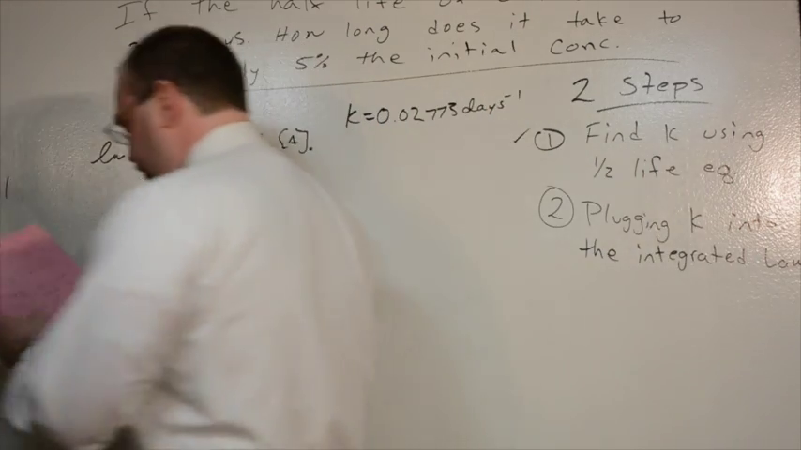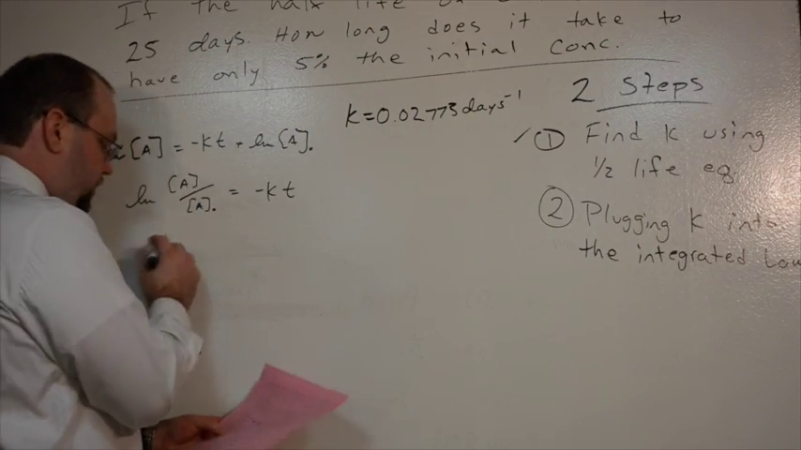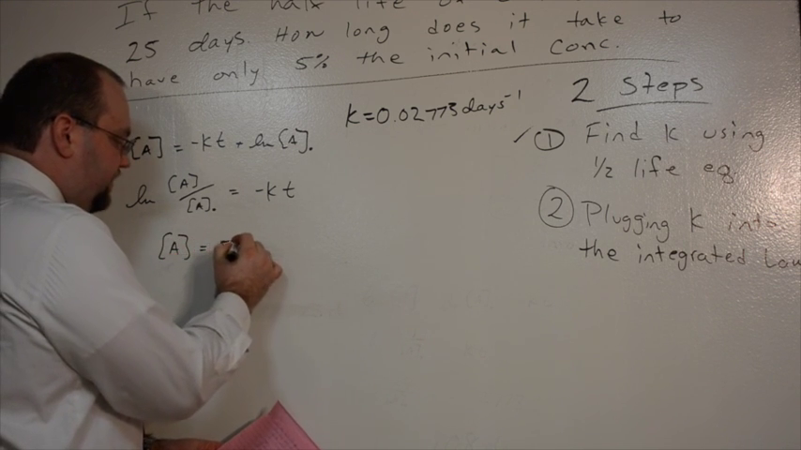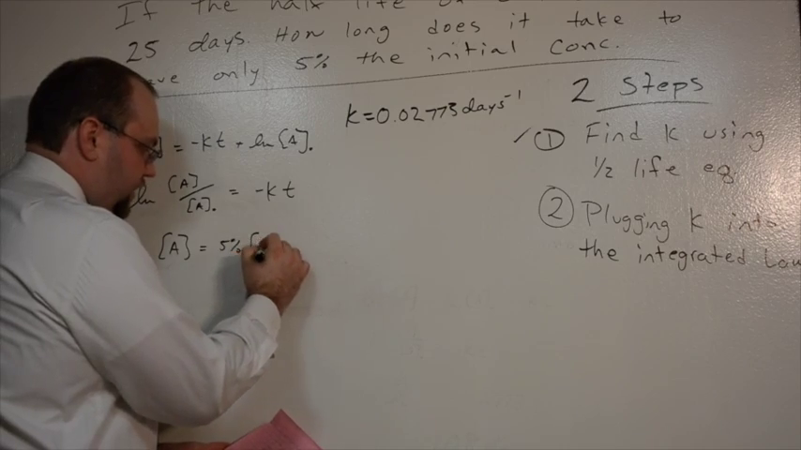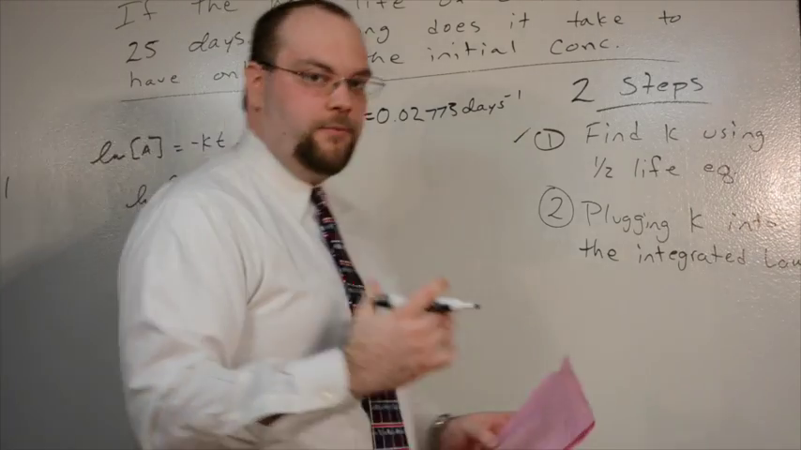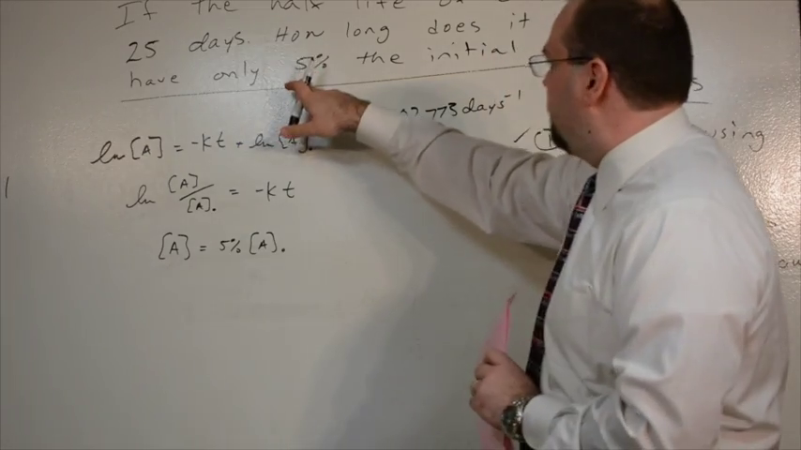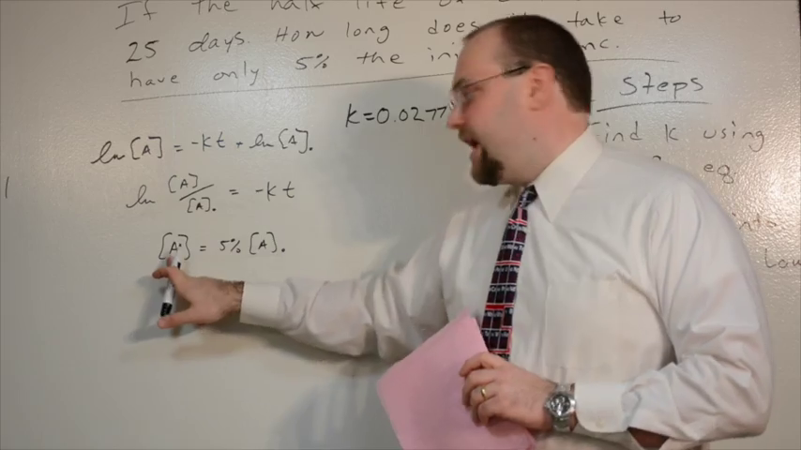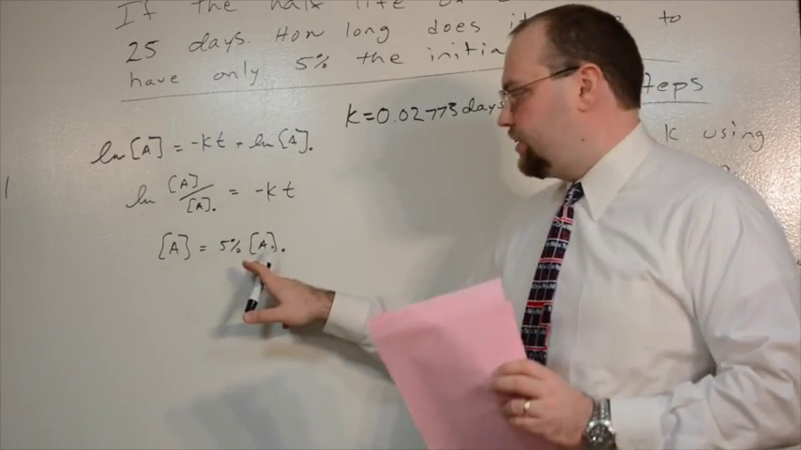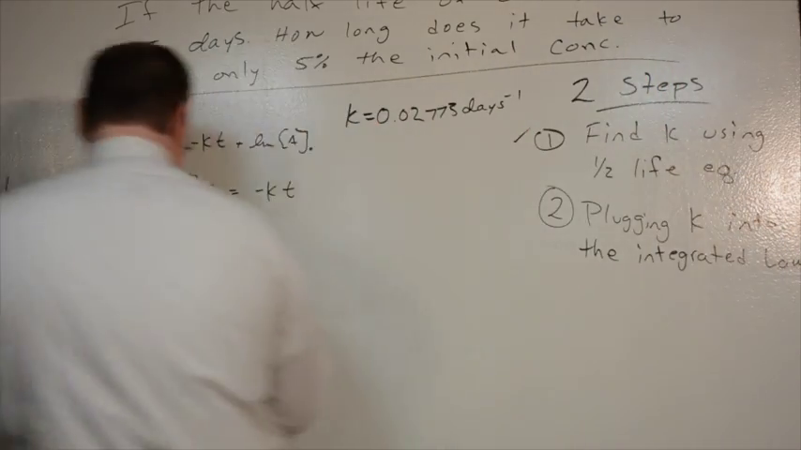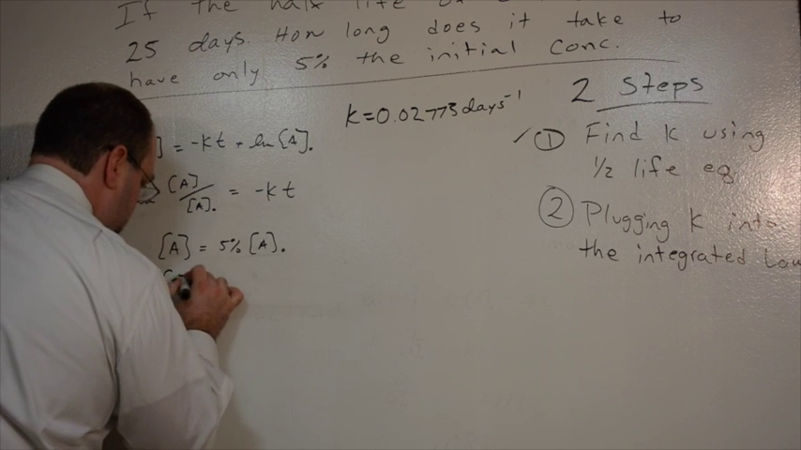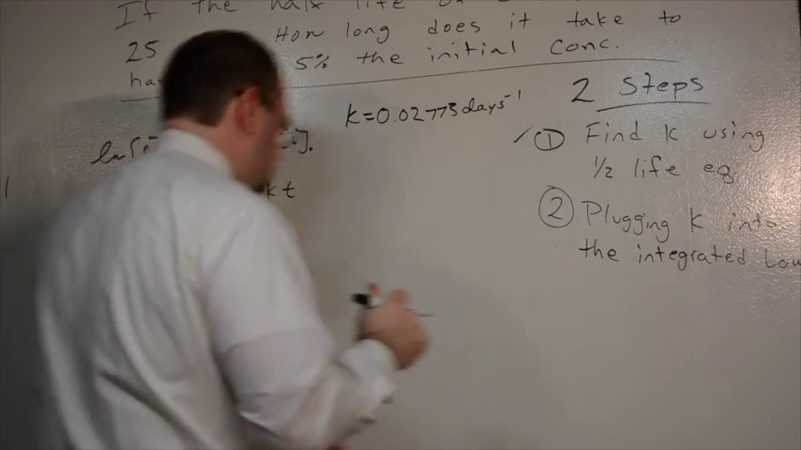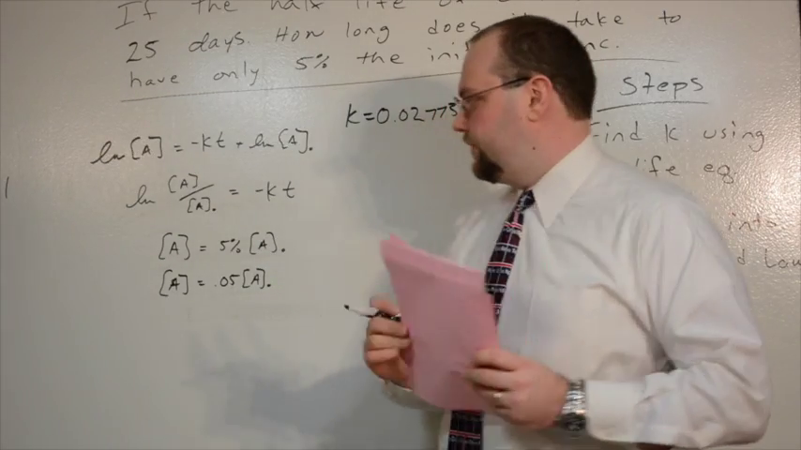Okie dokie. So, I know that the concentration of A equals 5% of my initial concentration. Okay, now I know that from my problem. I say I have 5% of the initial concentration. Well, that means that the concentration of A is 5% of the initial concentration. Well, let's just change that into numbers, because numbers always help. So here's my A value.